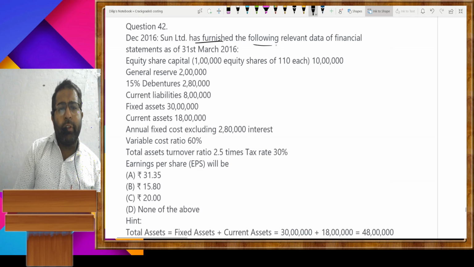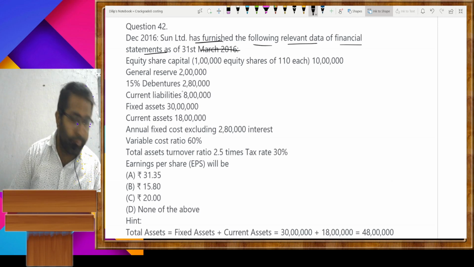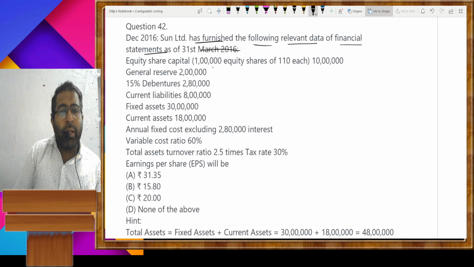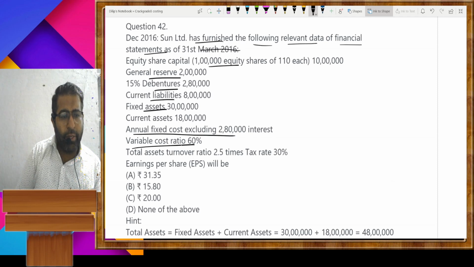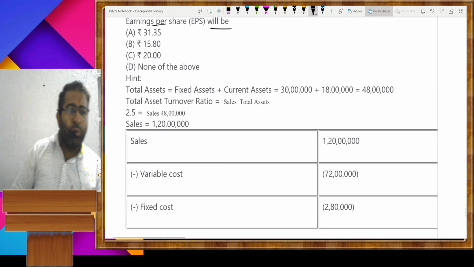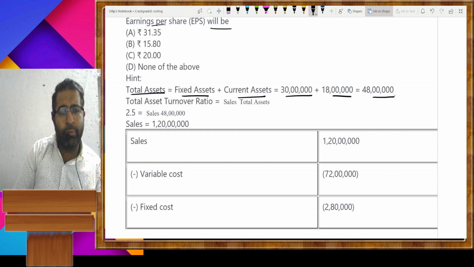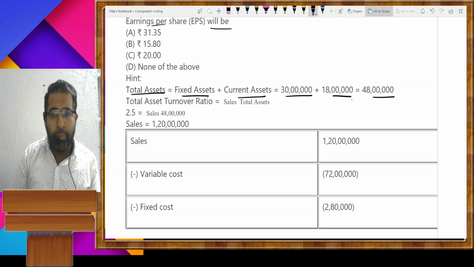Sun Limited has furnished the following relevant data of financial statement as on 31st March 2016. The following data is given: equity share capital, general reserve, debentures, current liability, fixed assets, annual fixed costs, variable costs, total asset turnover ratio, tax rate. Earning per share you have to calculate. For this, first of all, you have to calculate total assets. Total assets always equals fixed assets plus current assets. That is 30 lakh plus 18 lakh, it is 48 lakh.